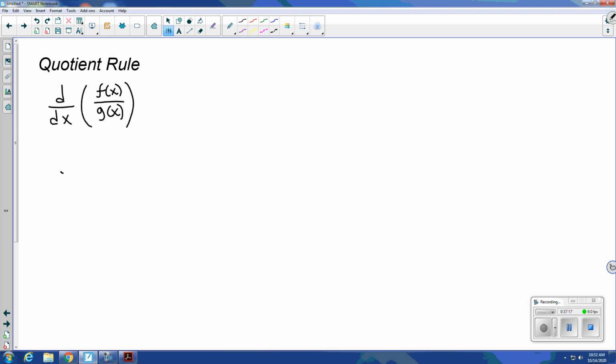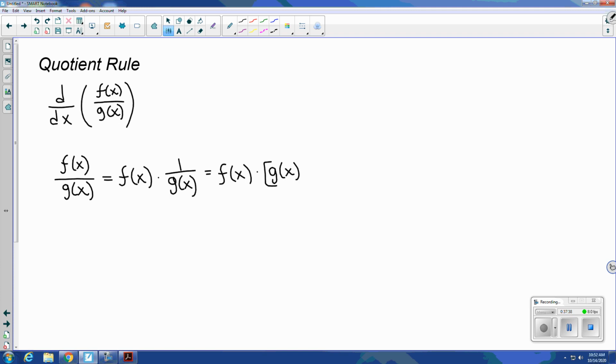So what I can do is, when I see a quotient, we can rewrite this as a product of the numerator times 1 over the denominator, which equals numerator times... Now I don't want 1 over g of x because that's still a quotient, but what I can do is move g of x to the top and express it as a power function. And now, to calculate the derivative of these two things, we can use the product rule.